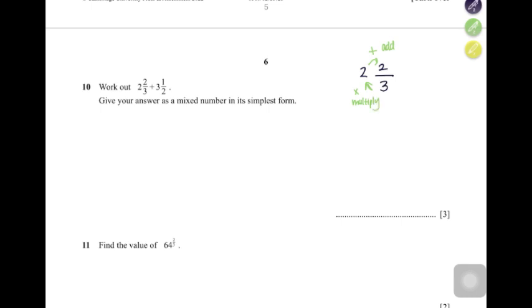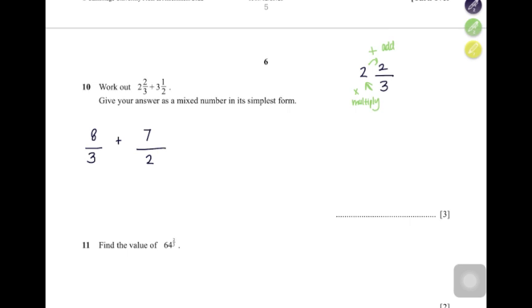So we keep the denominator the same. This will be 3. 3 into 2 is 6, 6 plus 2 is 8. Plus, repeat this for the second fraction. The denominator remains the same, 2. 3 into 2 is 6, 6 plus 1 is 7. Alright, so we got our fractions as simple fractions.